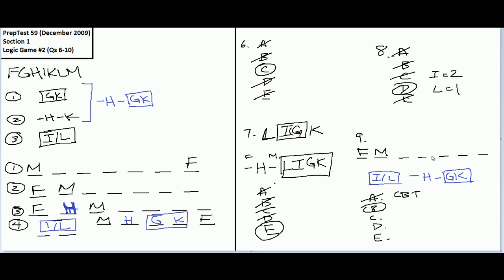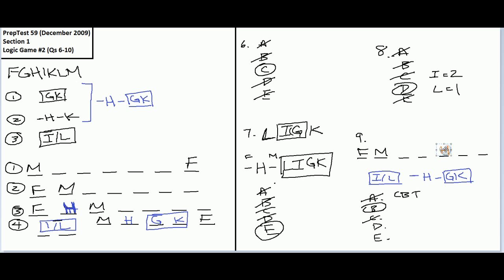How about answer choice C? If H is 5. Well, if H is 5, then you have a block of 2 and a block of 2. So then you know that I and L go here, G and K go here, and you're fine. So answer choice C is not going to be correct.